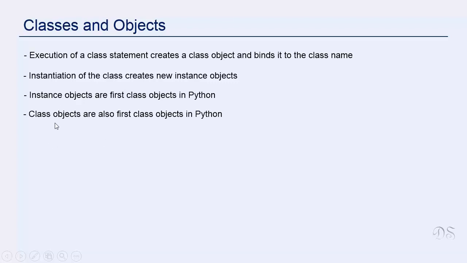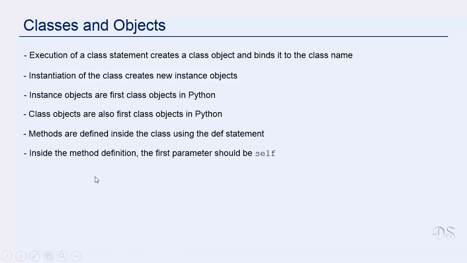Even class objects are first class objects in Python. They can also be passed as argument or returned from a function, can be bound to variables, or used as an element in a container, or can even be attribute of an object. Methods are defined inside the class using the def statement, and they follow all the rules that we have studied in functions.